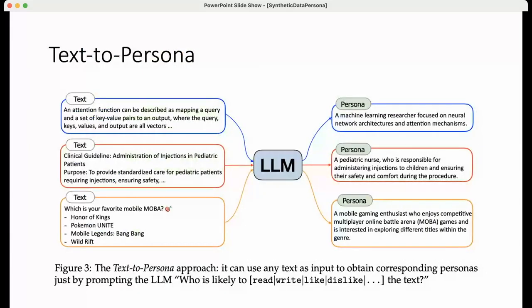So that's text to persona, and this approach uses a very simple prompt. They ask who is likely to read, write, like, dislike, or judge the input text. These texts are from the corpus you have, and you give them to the LM and ask who is going to read or understand this, who is going to like this, or who is able to judge whether it is correct or not, right? So you use these prompts and ask the LM to answer the who question. Then based on the input text, it will generate, oh, this is a machine learning researcher, this could be a nurse, and this could be a mobile gaming enthusiast.